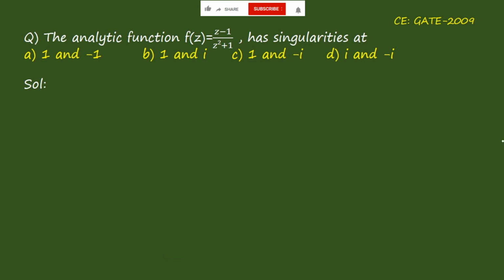Now come to the next question. The question is: the analytic function f of z is equal to z minus 1 by z square plus 1, having singularity at z. So they have given that f of z is equal to z minus 1 by z square plus 1. Now you have to find the singularities, right? That is nothing but equating the denominator to 0. So z square plus 1 should be equal to 0. Then you get z is equal to plus or minus root minus 1, which is equal to plus or minus i. So singularities are nothing but plus or minus i. So it will go with option D.